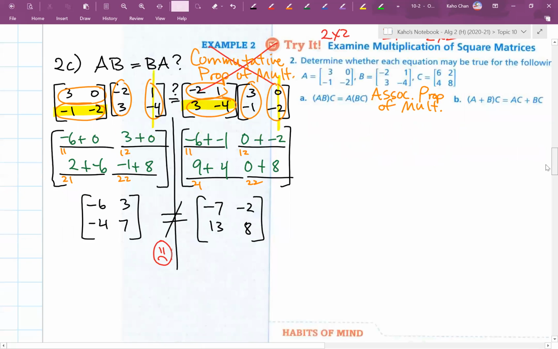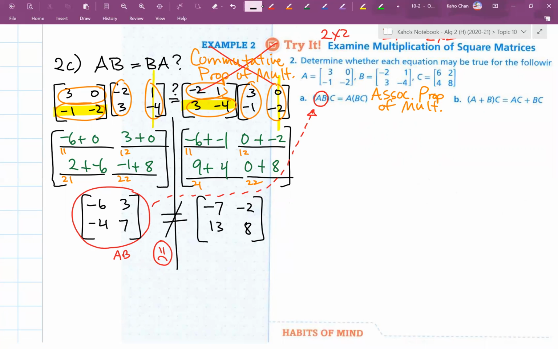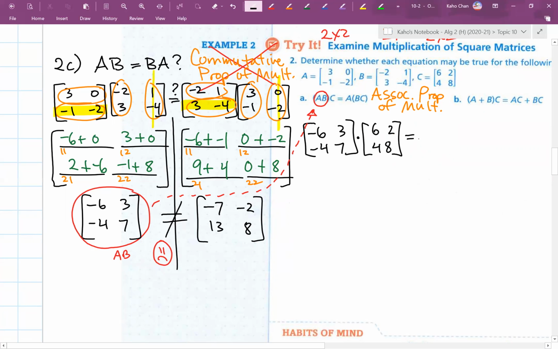And holy cow, order of operations here, we got to do AB for, oh, AB? That's cool. Didn't we do AB already? Oh yeah, there it is right there. It's AB. I'm going to transfer that to here. Nice. I'm going to take that matrix that I just got a few moments ago, -6, 3, -4, 7, and multiply that with C up here. 6, 2, 4, 8, and compare it to the other one.